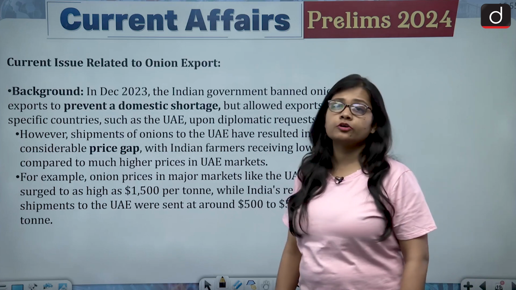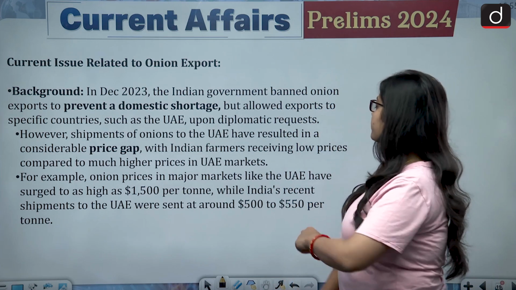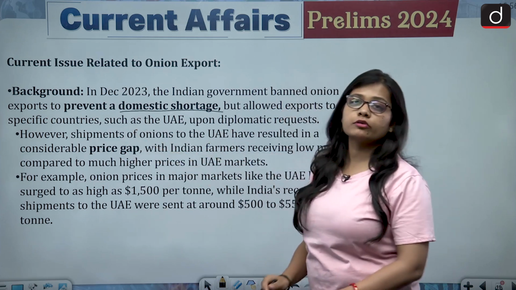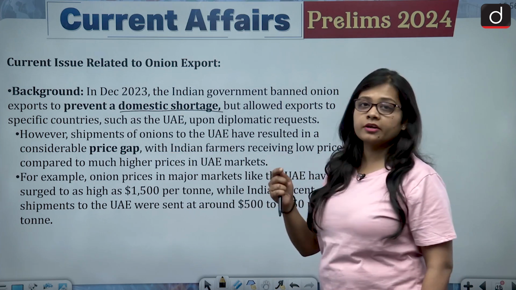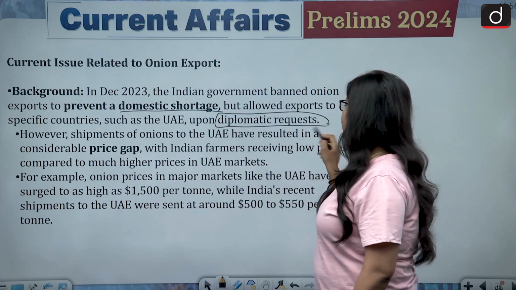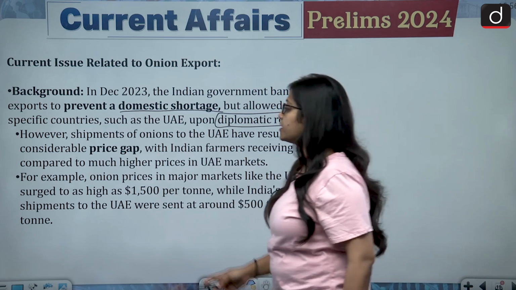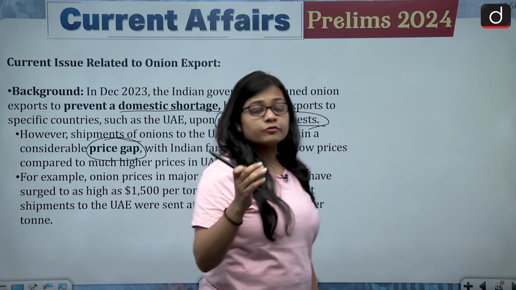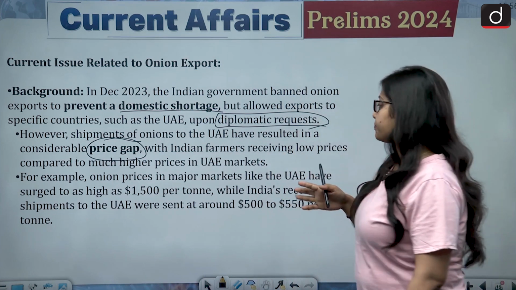Now the current issue related to the export of onion. In December 2023, the Indian government banned onion export to prevent domestic shortage, and we also saw that the prices of onion went up. But it allowed exports to specific countries, the UAE, on diplomatic request. The shipments of onion to the UAE have resulted in a considerable price gap, because the price obtained in the UAE is lower than the global market price.